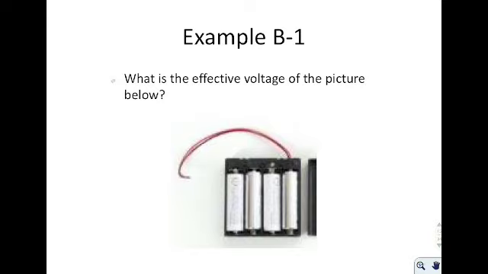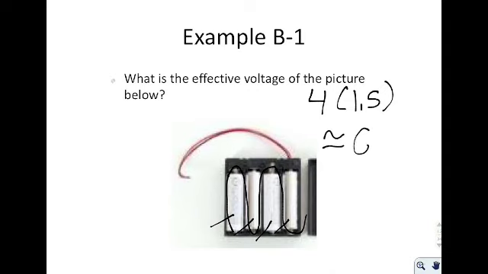So what is the effective voltage of this particular picture? If you look, you have 1, 2, 3, 4 cylindrical batteries, and if you look, they're going in opposite directions. So because of that, I say I have 4 1.5 volt batteries that are all additive, or about 6 volts.